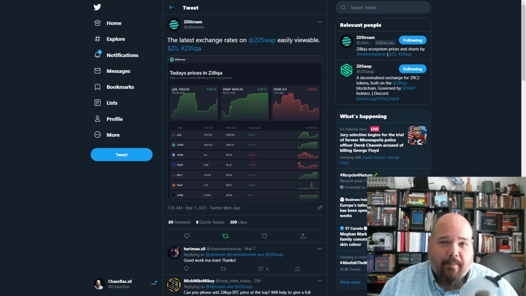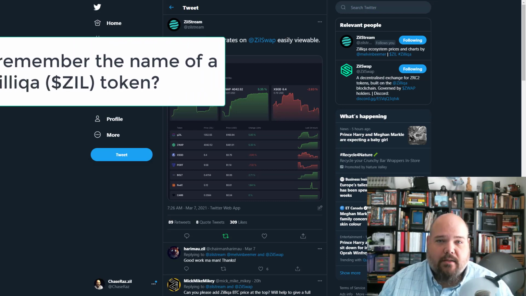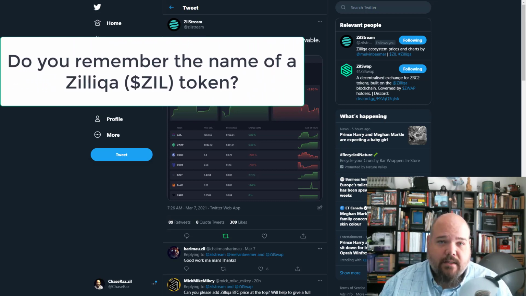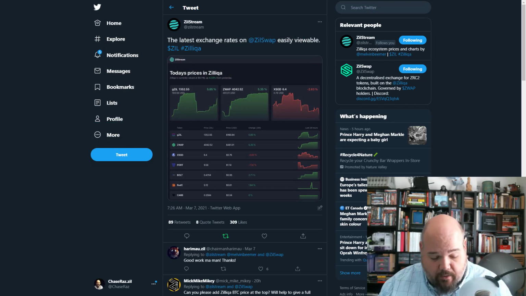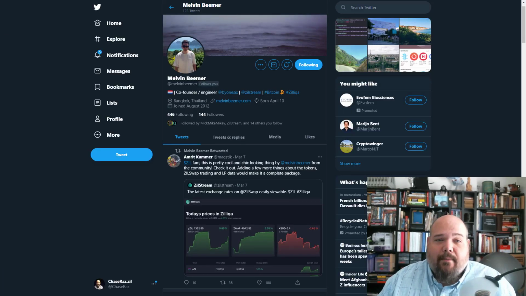So ZilStream just popped up on Twitter the other day and basically came out and said, look, we're showing the exchange rates of ZRC2 tokens in Zilliqa. I'll talk about why that's important in just a moment. But to give you more context about where ZilStream is coming from, like I said, it just came right out of the blue. It was created by Melvin Beemer.